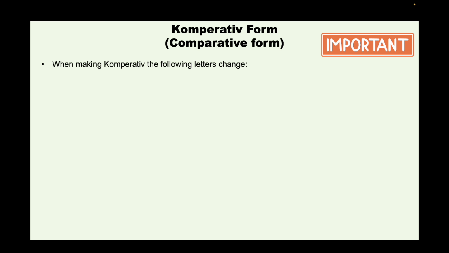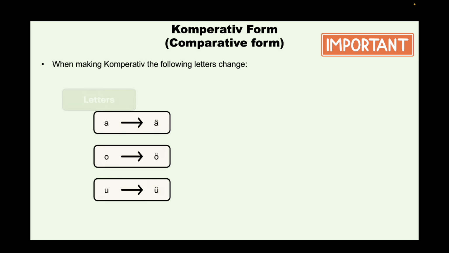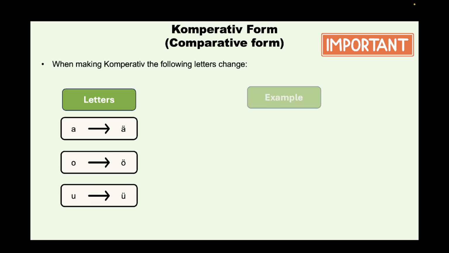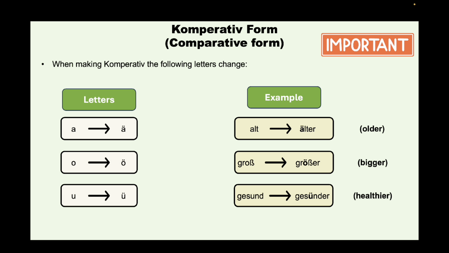So when we make the comparative, there are some letters which also change. These are A, which becomes A umlaut, O becomes O umlaut, and U becomes U umlaut. Let's see this in practice. So an example will be alt, which means old, will become älter and not alter. Groß will become größer, as we saw also in the examples before. And gesund, which means healthy, will become gesünder. So you see the U was replaced by U umlaut.